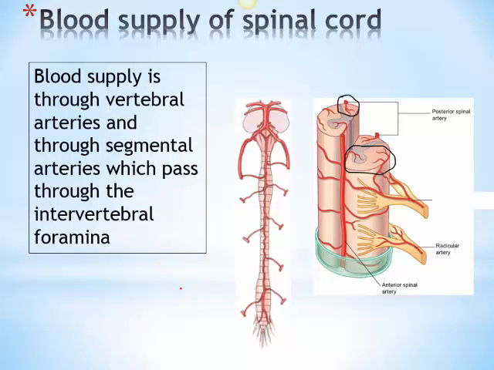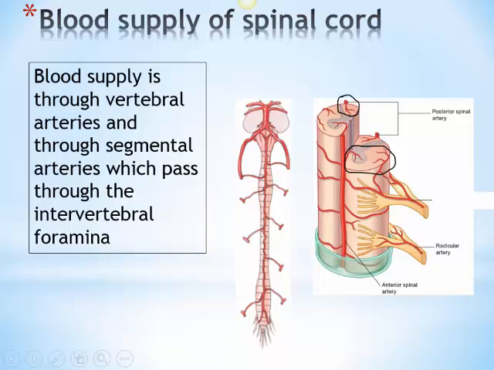Then when we look at the blood supply of the spinal cord, just as we looked at the brain, the blood supply of the spinal cord is mainly through the vertebral arteries. These vertebral arteries are 2 in number. They join to form 1, and they help to supply the brain as well. And here the vertebral arteries give off what are called anterior and posterior spinal arteries.